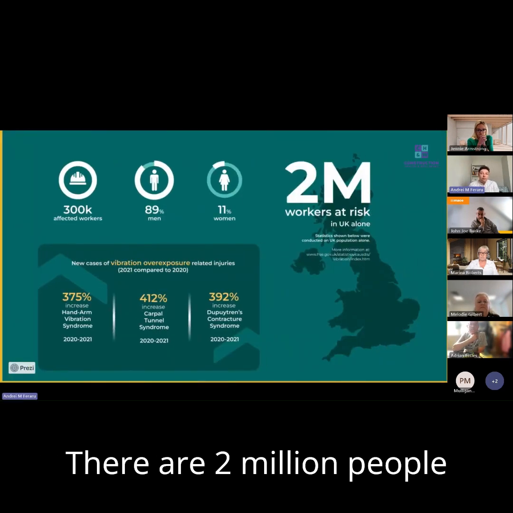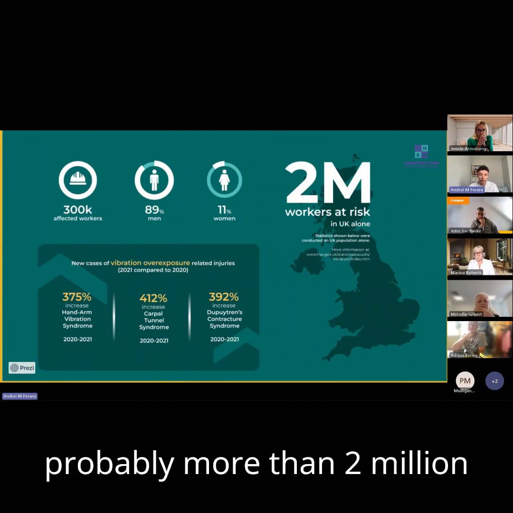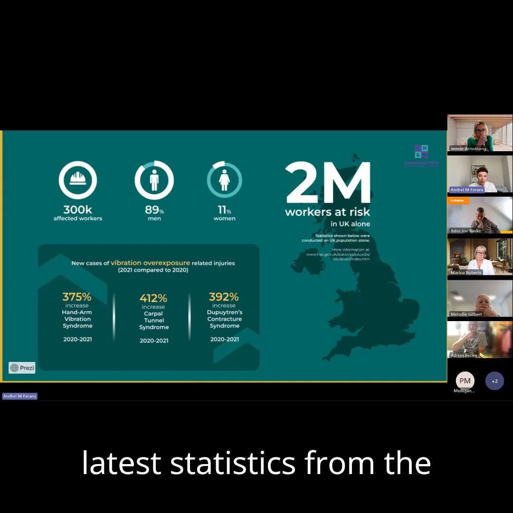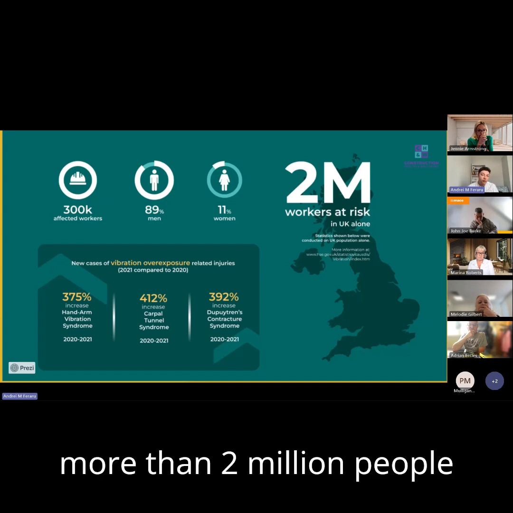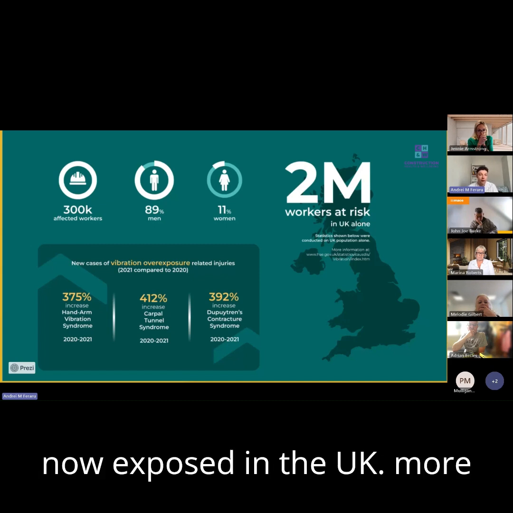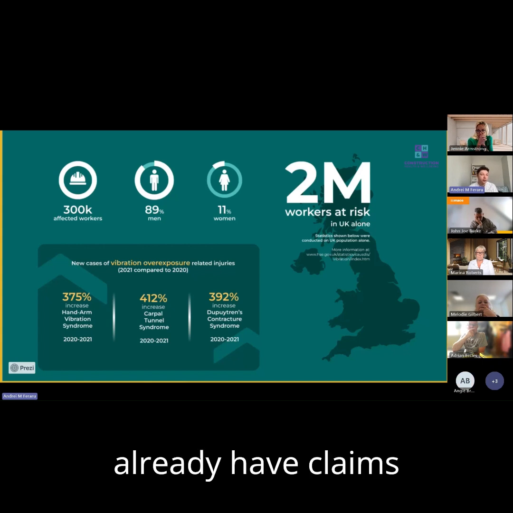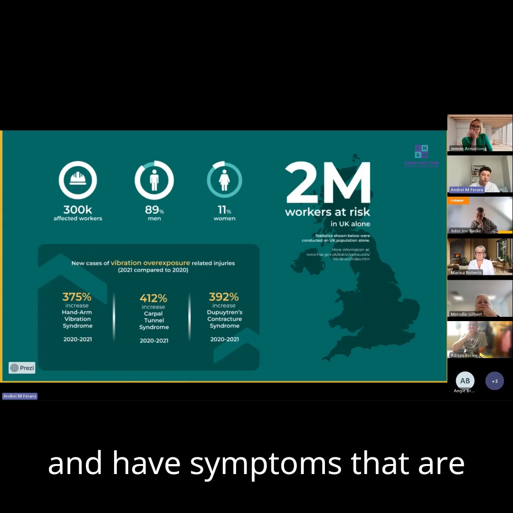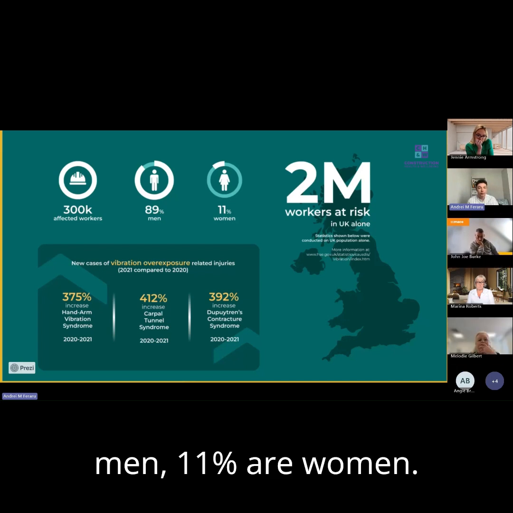There are 2 million people just in the UK, and there are probably more than 2 million people, but these are the latest statistics from the HSE in 2020, 2021. So more than 2 million people now exposed in the UK. Just over 300,000 already have claims and have symptoms that are permanent and they will never go away. 89% are men, 11% are women.